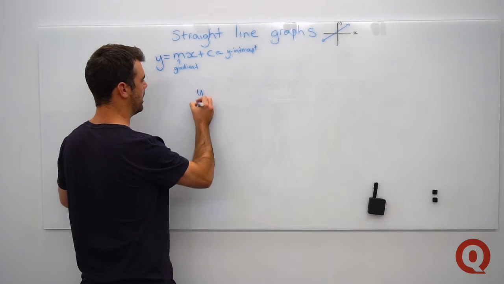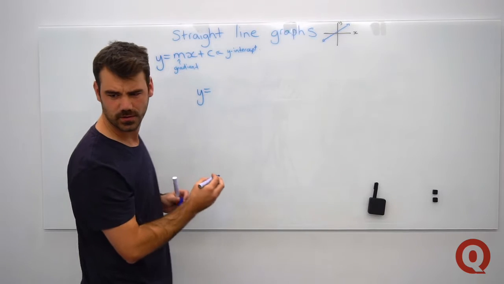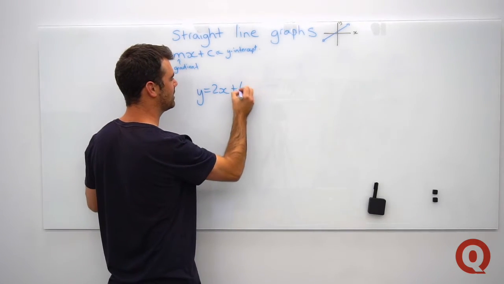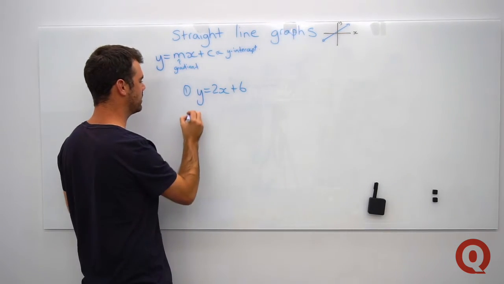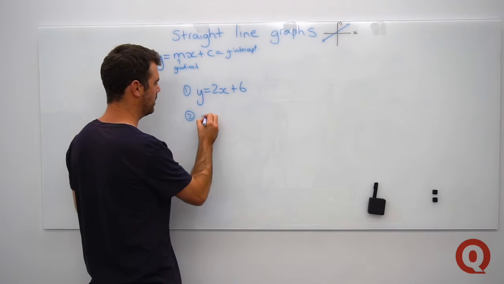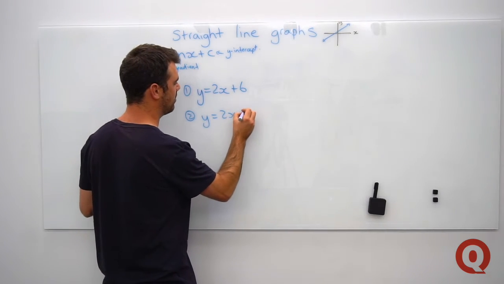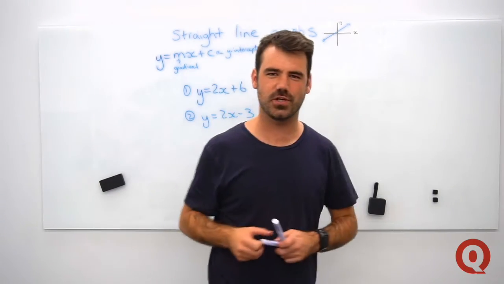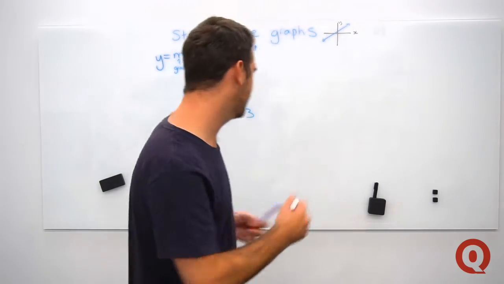I've got y is equal to 2x plus 6, so I was taking it down from a board, 2x plus 6, and that is equation number 1. Equation number 2 is going to be y is equal to 2x minus 3. Those are my two graphs. What do I want you to do? Well, I want you to do what I just did right there at the end.